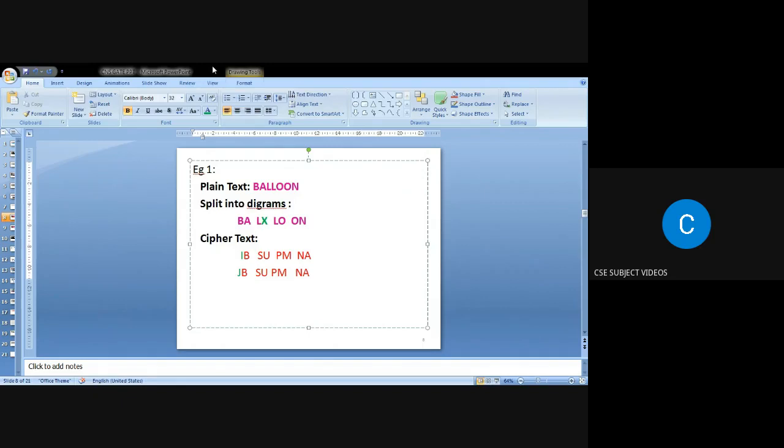So now LXL. LX becomes one pair, LO becomes the second pair. Next, ON. Now we have split all the given plain text letters into pairs. The next procedure is we have to encrypt letter by letter. Is it clear? So now we can go with BA.